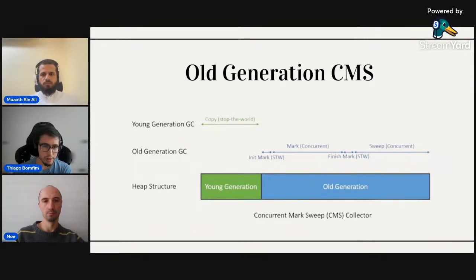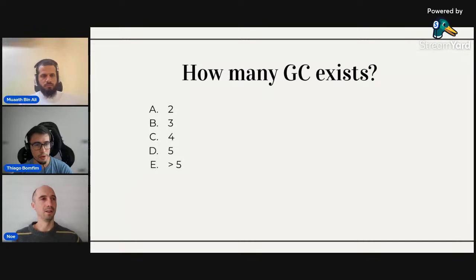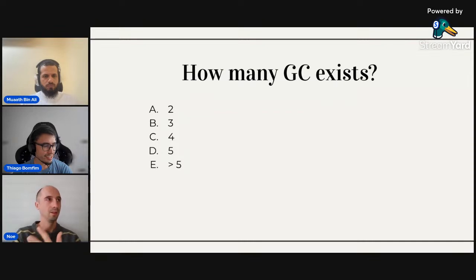Before I explain more about that, I want to ask you a question. How many GCs exist? What do you think? Two, I think three? Now, go ahead. Five, because there are 2 new ones being implemented. It is the parallel, serial, G1, Shenandoah, and then this low latency garbage collector, at least 5.